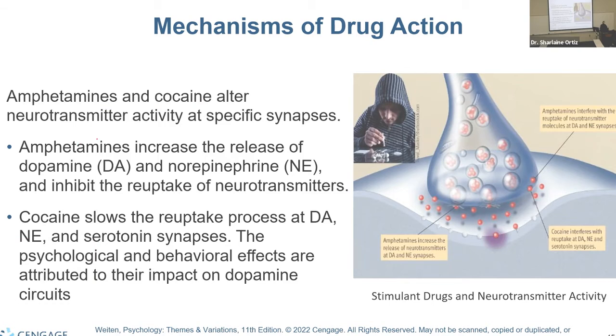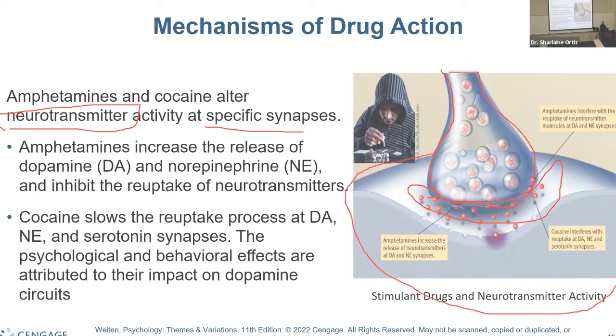Now, if you remember from our previous lectures, neurotransmitters are the chemicals that enhance communication within our neurons that lead to changes in behavior. But what happens is that amphetamines and cocaine activate specific synapses, specific connections. So if you remember, this is one neuron, one of the terminal buttons for a neuron, and this is my next neuron. So neuron number one, neuron number two, okay?